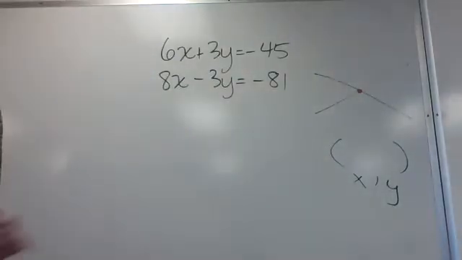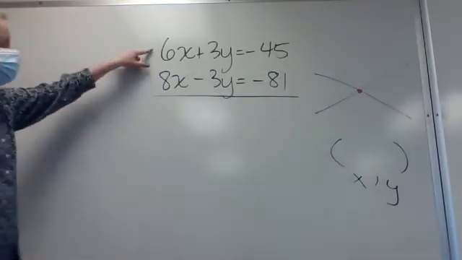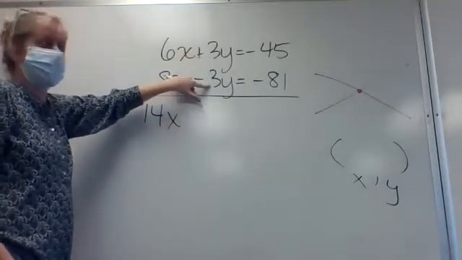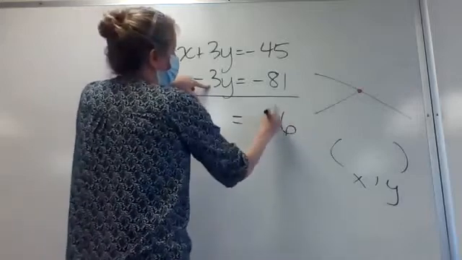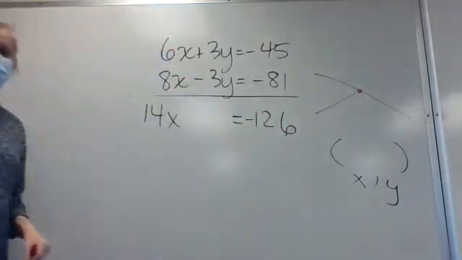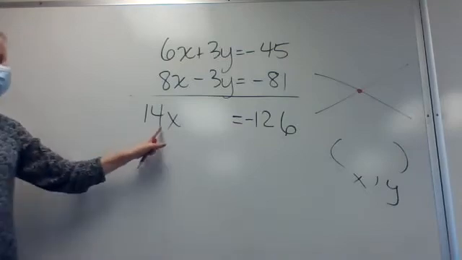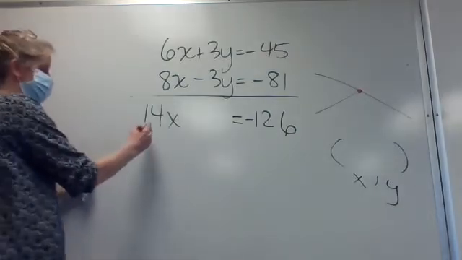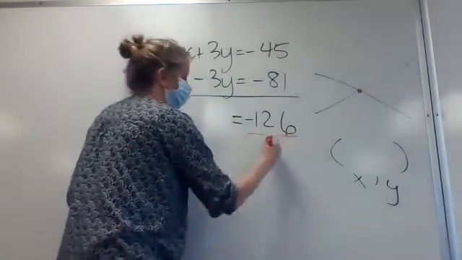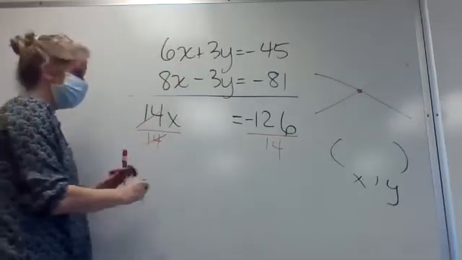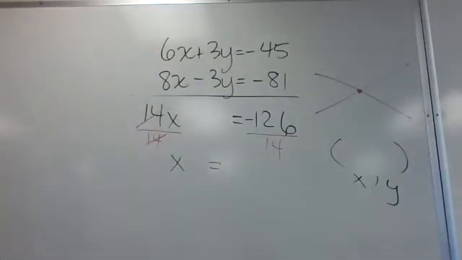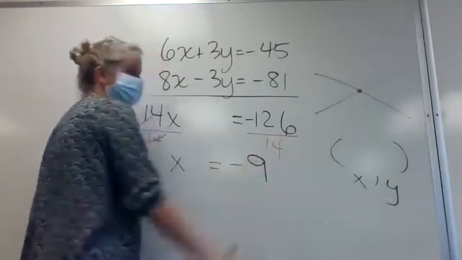That's how you really want it to be set up, because if that's the case, then you just go ahead and add the equations together. 6 and 8 gives me 14x. The y's do eliminate each other, equals negative 126. So if you eliminate your y, look at your equation now. It just has an x in it, which means you can solve it for x. By doing what? Dividing by 14. So x equals negative 126 divided by 14, which I guess is negative 9.